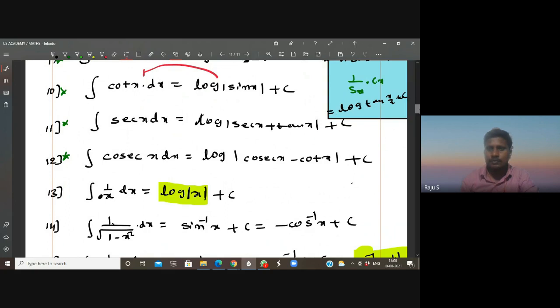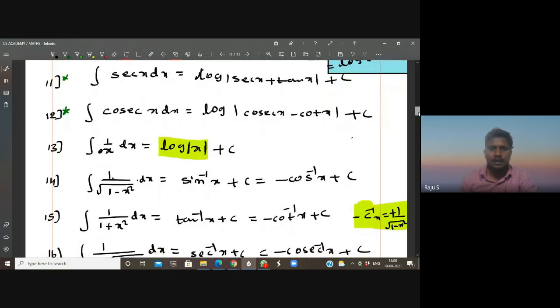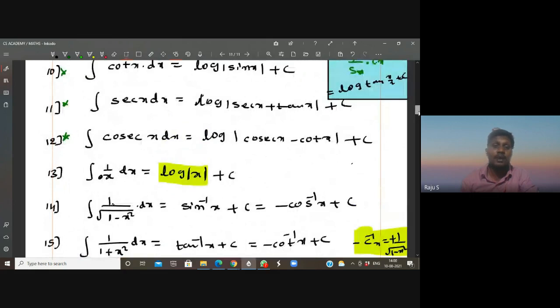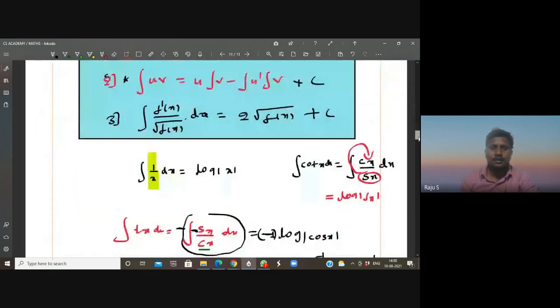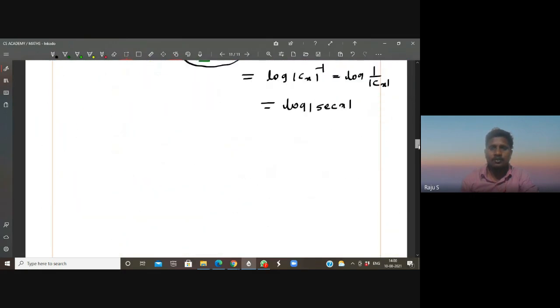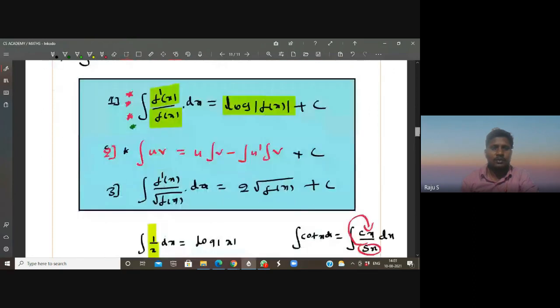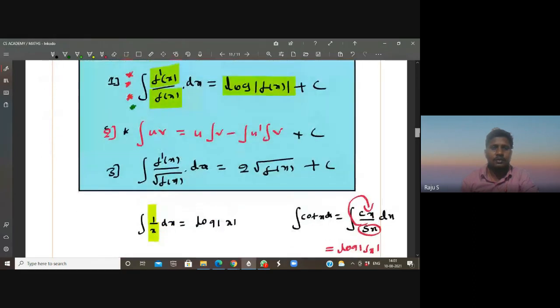Okay, fine. Log of secant x plus tan x. For cosecant x, it is log of cosecant x minus cot x. And you may get doubts here, students. These are the three more important formulas here.